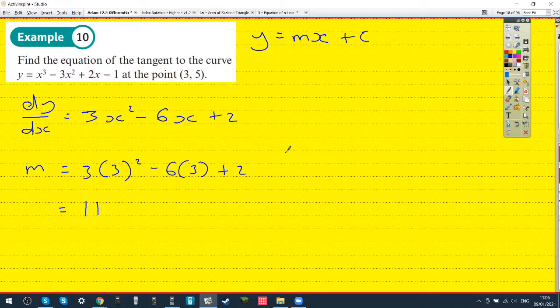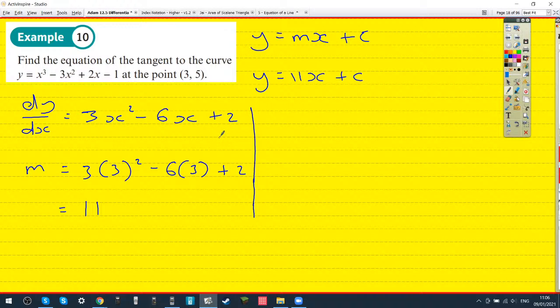Okay. So do we need m2? There's only one m. Okay. We need c. So we now have it as y equals 11x plus c. We need to figure out what number c is. Any idea how we do that?